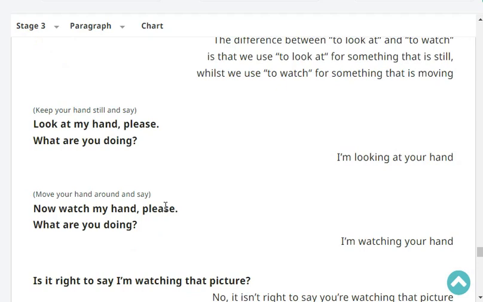Okay, what are you doing? I'm looking at your hand. Very good. Now, what are you doing? I'm watching your hand. Very good.